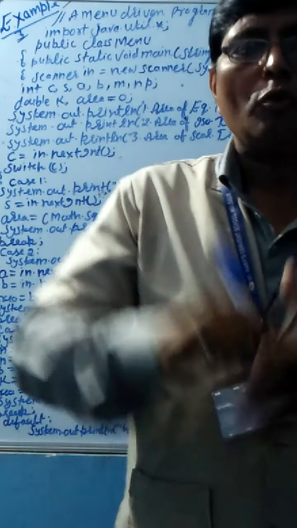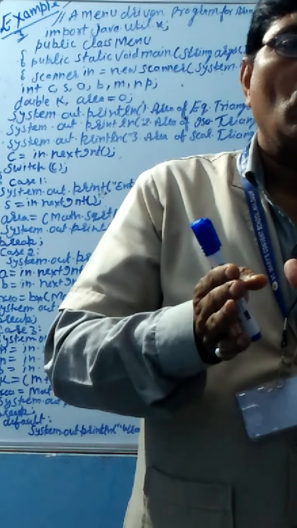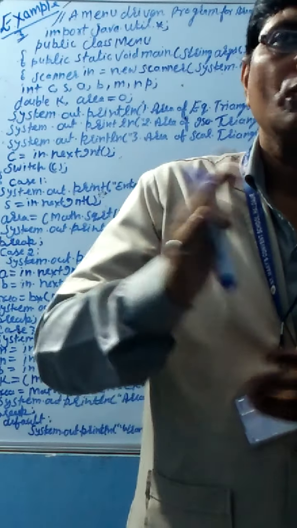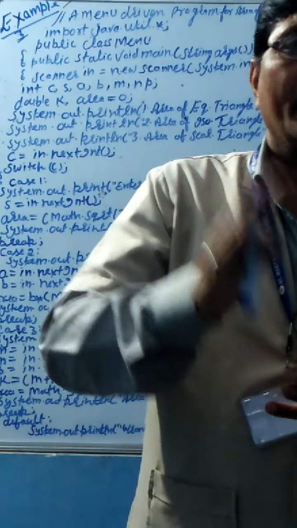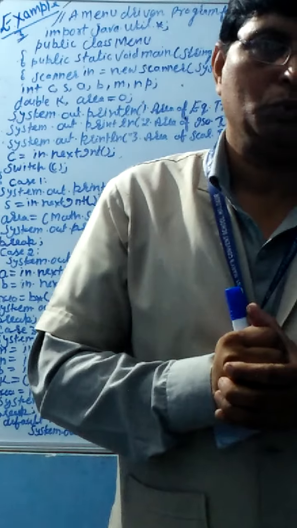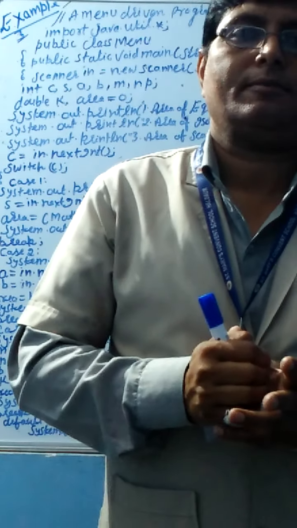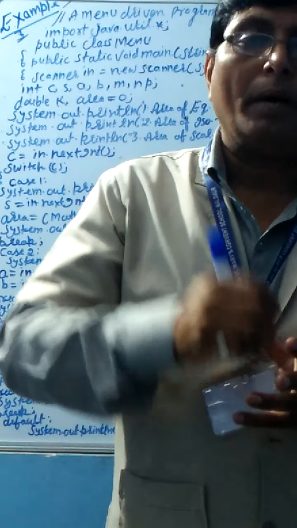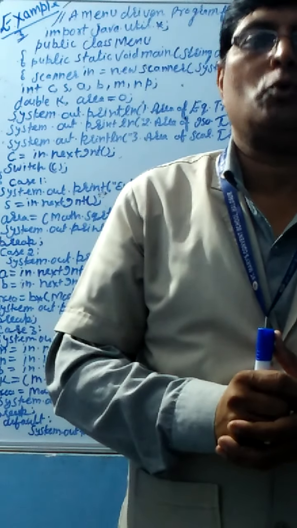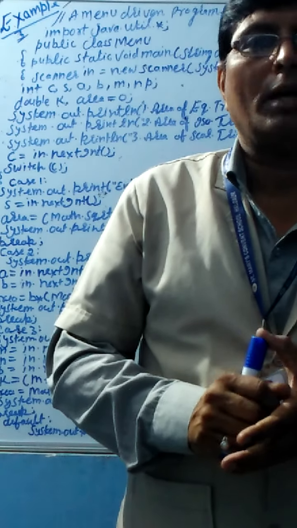p. So before calculating the scalene triangle, we have to calculate the value of s. So s is equal to m plus n plus p, divided by 2. But this formula you have to express by using a Java expression when you make your program. How will we do this program?